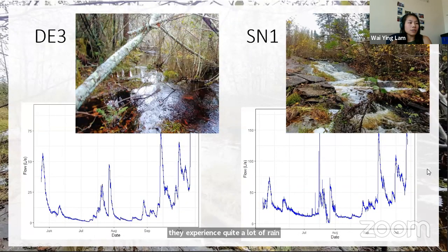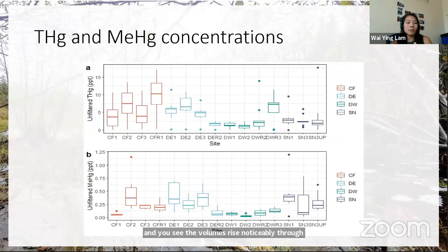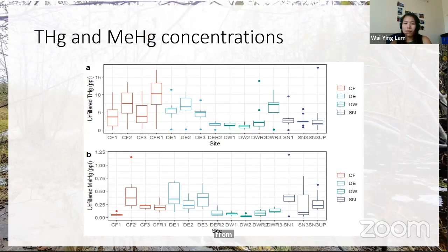So getting into our results, we see that mercury concentrations were generally low across all sites, similar to other studies in Boreal Canada and in northeastern North America more generally. Total mercury concentrations range from below detection to about 20 ppt, while methyl mercury concentrations range from below detection to 1.2 ppt. And the lowest mean total and methyl mercury concentrations were in the Dinorwic sites.